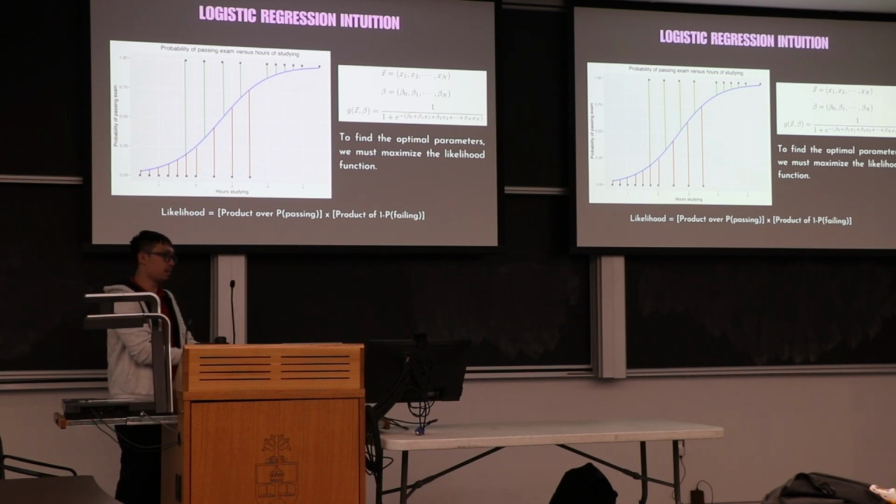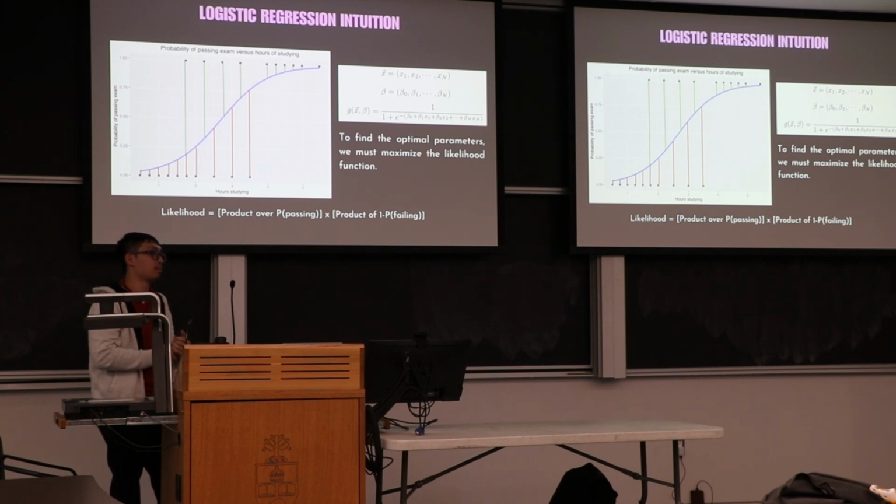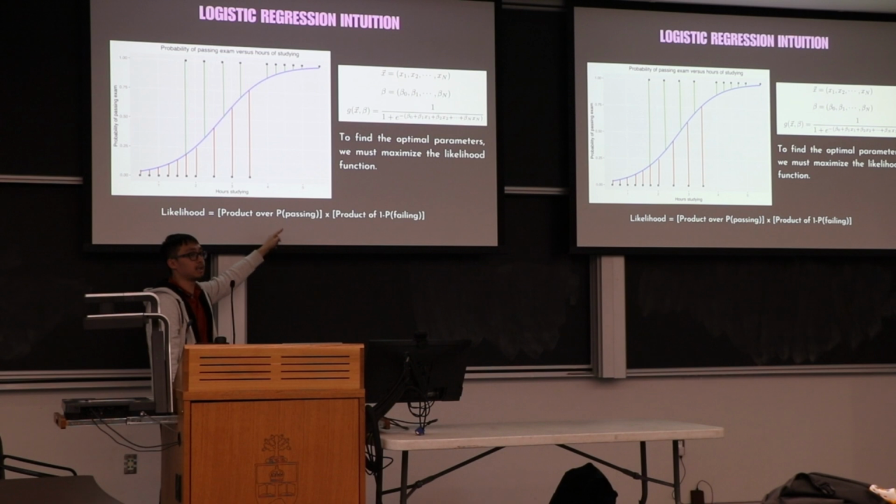Essentially, optimizing this sigmoid function is actually extremely complicated because it uses topics from information theory, which is taught in 30, so I will not go over how to optimize it. But essentially the whole idea is that you use the method of maximum likelihood. And this is the formula for the maximum likelihood. You take the probability of passing.